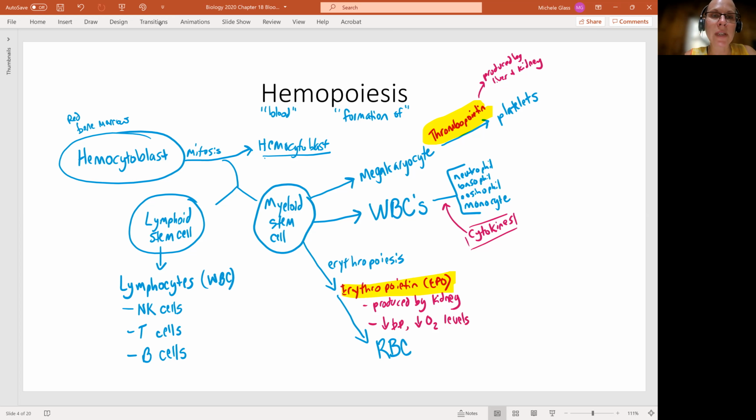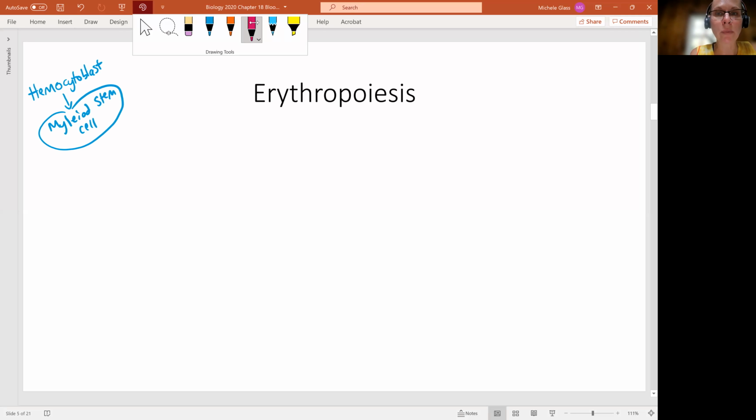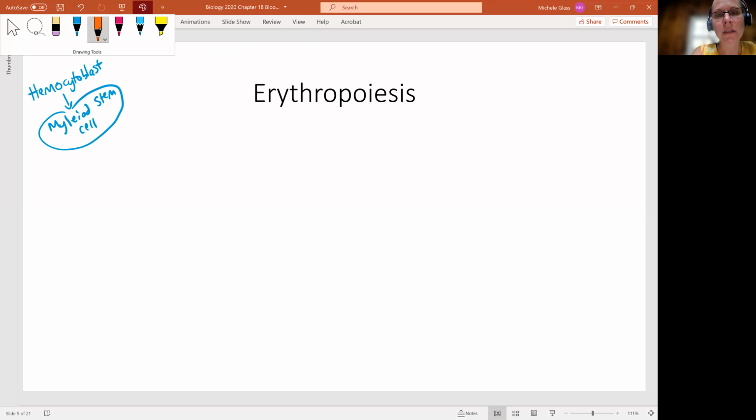This process of erythropoiesis, we need to know in a little bit more detail. So let's go ahead and do that next. Okay, so remember we started in the red bone marrow with the hemocytoblast, and then that divided to give rise to the myeloid stem cell. And the myeloid stem cell is giving rise to all of the formed elements in the blood except lymphocytes. And so here we're focusing in on this process of erythropoiesis, which is going to be the formation of red blood cells.